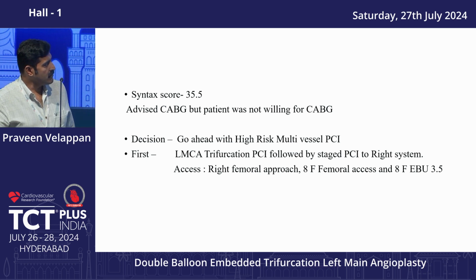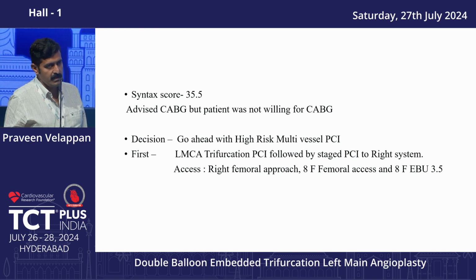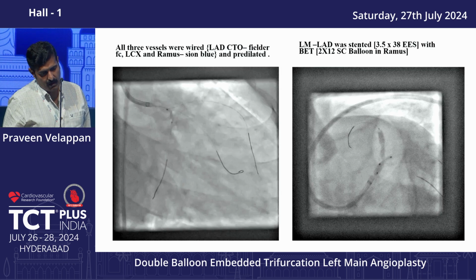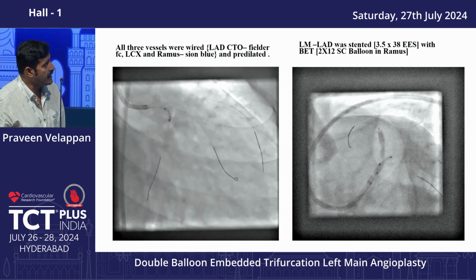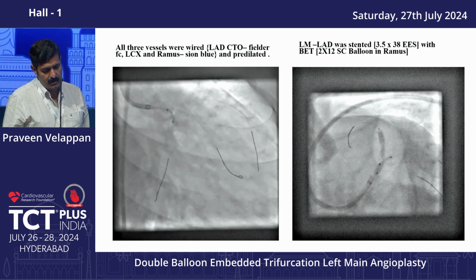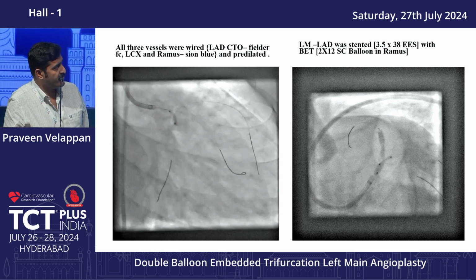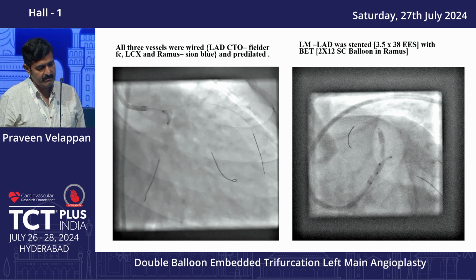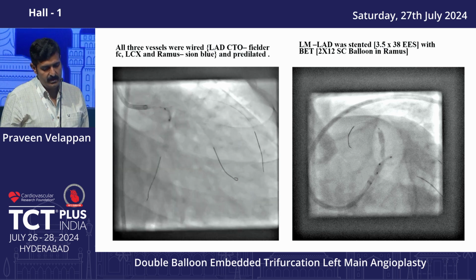So we thought of CABG with the high SYNTAX score, but since the patient was not willing for CABG, we decided to go ahead with a high risk multi-vessel PCI. We thought we will go ahead with a LM trifurcation PCI followed by a staged PCI to the right system, and all 3 vessels were wired. LAD CTO was crossed, circ and ramus were all pre-dilated, and LM to LAD was stented with a 3.5 x 38 DES with a balloon embedded in the ramus.